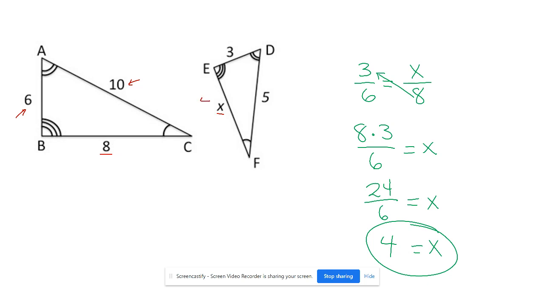So if x is 4, like we found, 4 is in between 5 and 3. It's neither the largest nor the smallest. So it's doing the same thing in its triangle that 8 is doing in the big triangle. So that's one way you can check and make sure you worked it out correctly and have a number that makes sense. One more example.